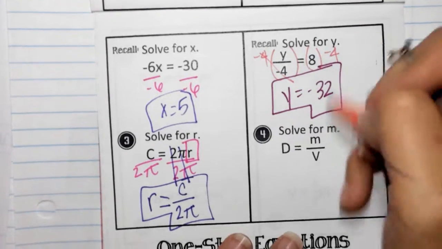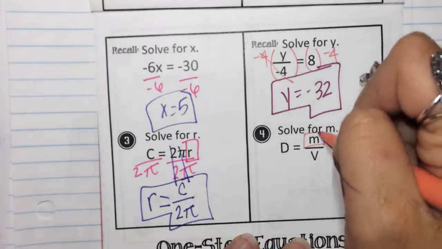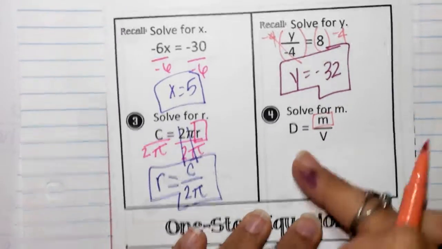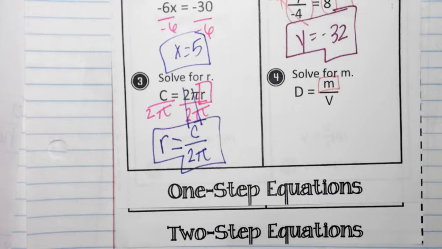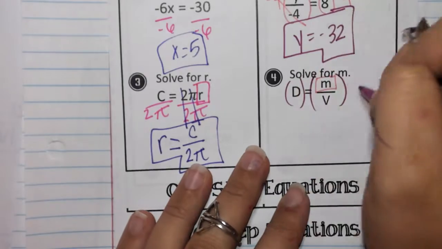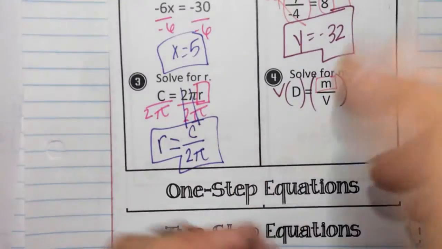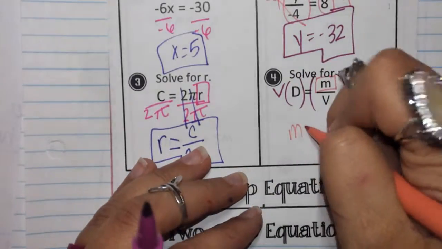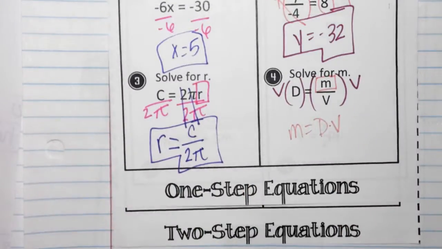Alright, for number 4, we're solving for m. Put the force field around m. How would you get rid of that v in the denominator? Multiply by v. So then you get m equals d times v. It doesn't matter which way you write it.